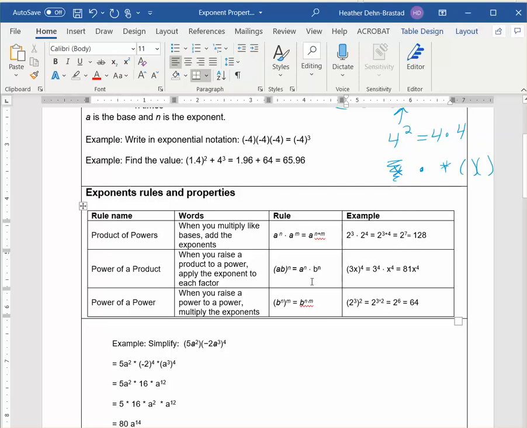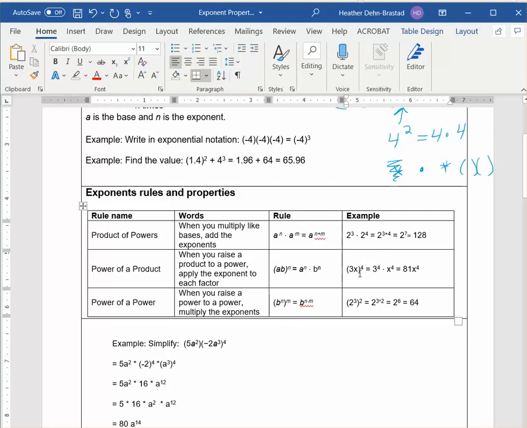Okay, the next one is called power of a product. When you raise a product to a power, apply the exponent to each factor. So a and b are factors in this product. And if you have ab being raised to the nth power, then that is the same as a to the nth times b to the nth.